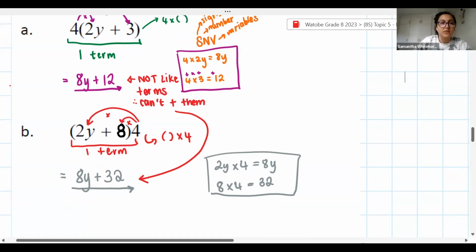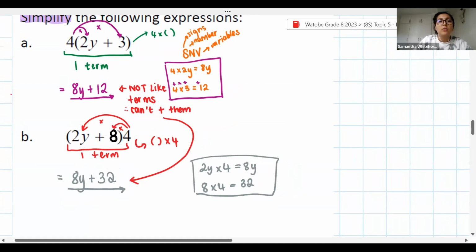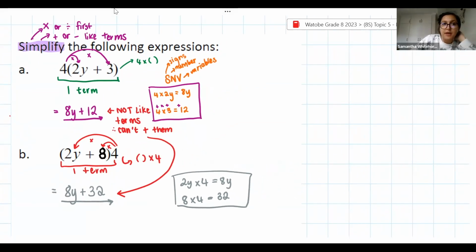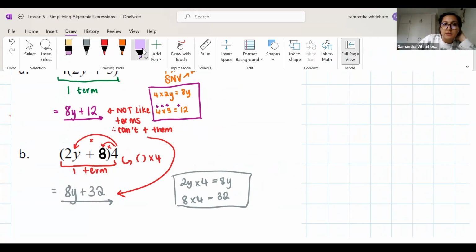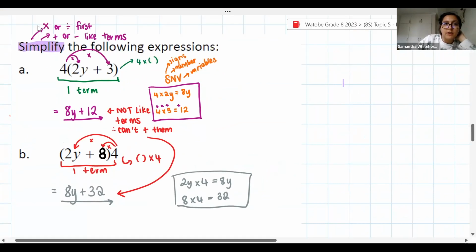Okay, grade 8. So that's very, very important when we are simplifying. Again, I'm just going to take you back up to the top here when we spoke about what simplifying is. You multiply or divide first, and then only do you add or subtract, and then very importantly, like terms.